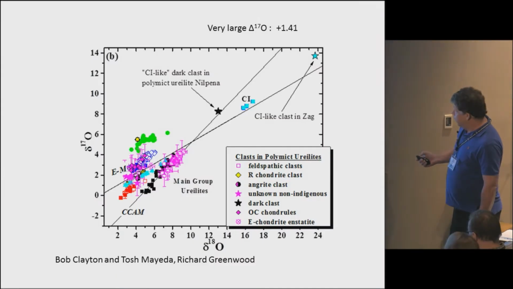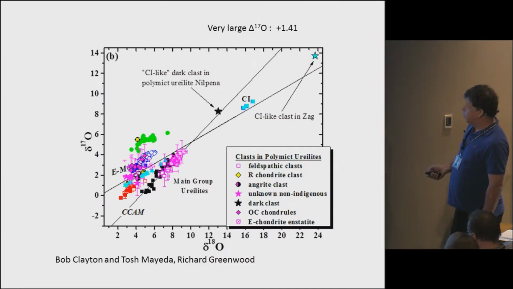This is an oxygen isotope diagram of several kinds of meteorites. This is a terrestrial fractionation line. The CI chondrites, which are mineralogically very similar to this class, are here. This class is up here. So it's not from a CI chondrite, it's from something else.